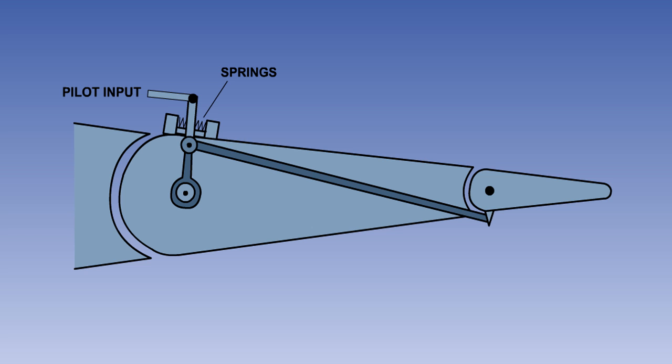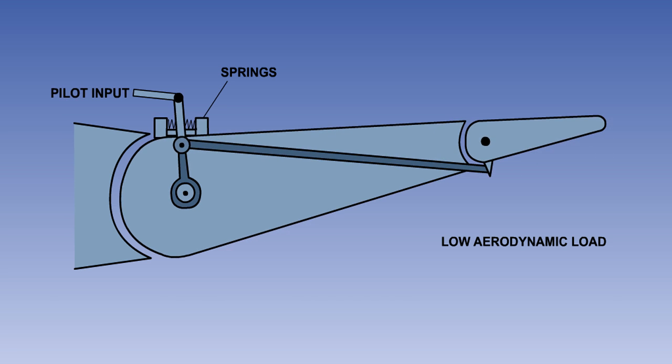The pilot's control movement is transmitted to a lever pivoted on the primary control surface, but not directly operating it. Operation of the control surface is via springs. With low aerodynamic loads, the springs are strong enough not to be compressed, so the control surface moves with control input, and there is no change in the position of the trim tab relative to the control surface. The full load is felt by the pilot.